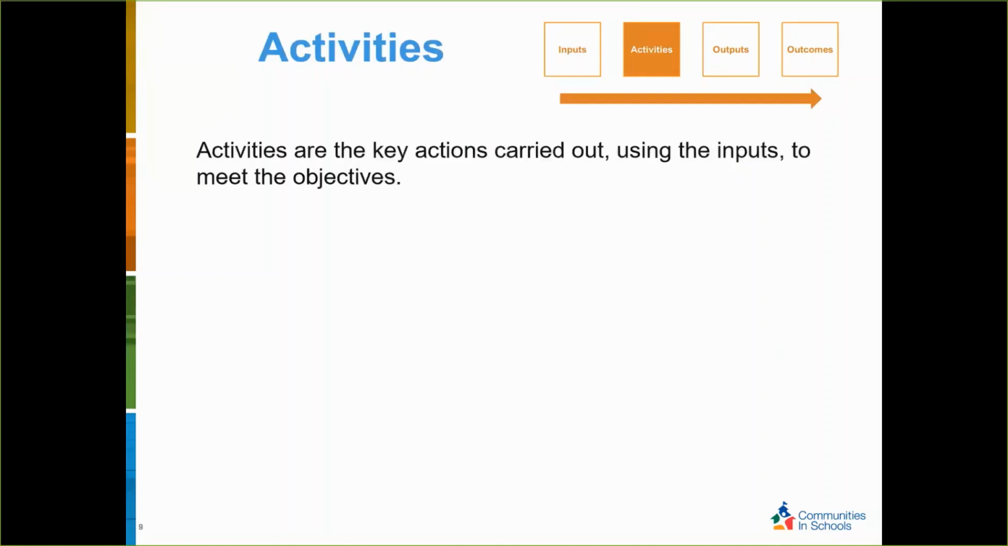Activities are the key actions carried out using the inputs to meet the desired objectives. Providing a complete list of activities helps people who are not familiar with your program or initiative to understand what it really takes to implement it. Some examples of activities include, for instance, revising and delivering a training to students, or developing and administering an assessment tool. So activities really are your program events.